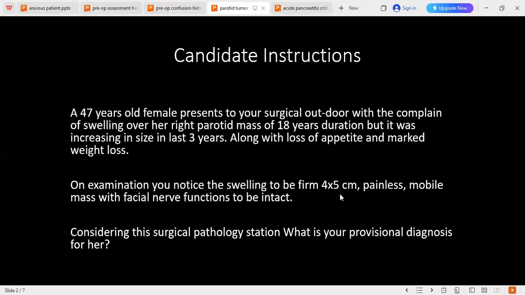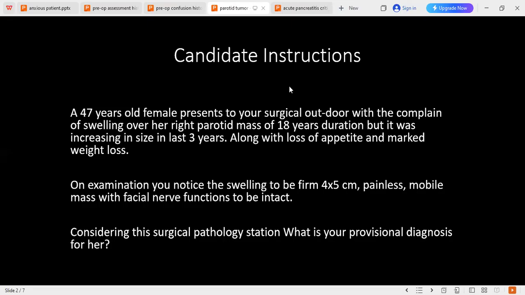Okay. Please tell me, how would you define the term dysplasia? Dysplasia, ma'am, I will come to this question later on. Okay. Right. Please tell me, what are the different types of parotid tumors that you are aware of? Broadly classify them and please tell me.